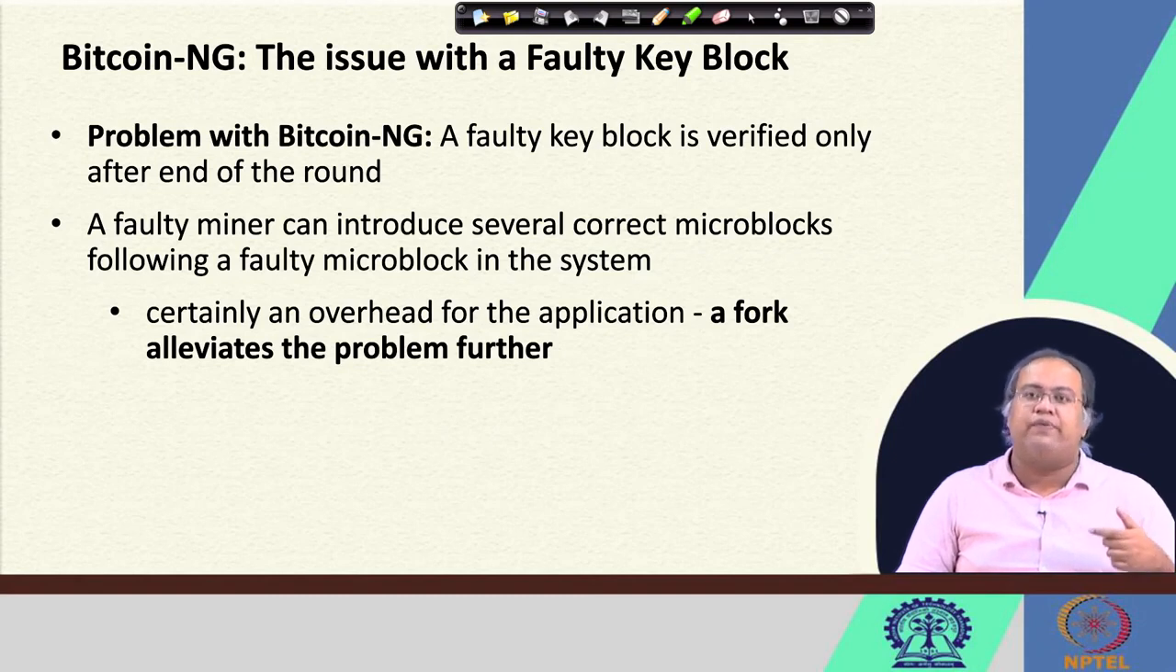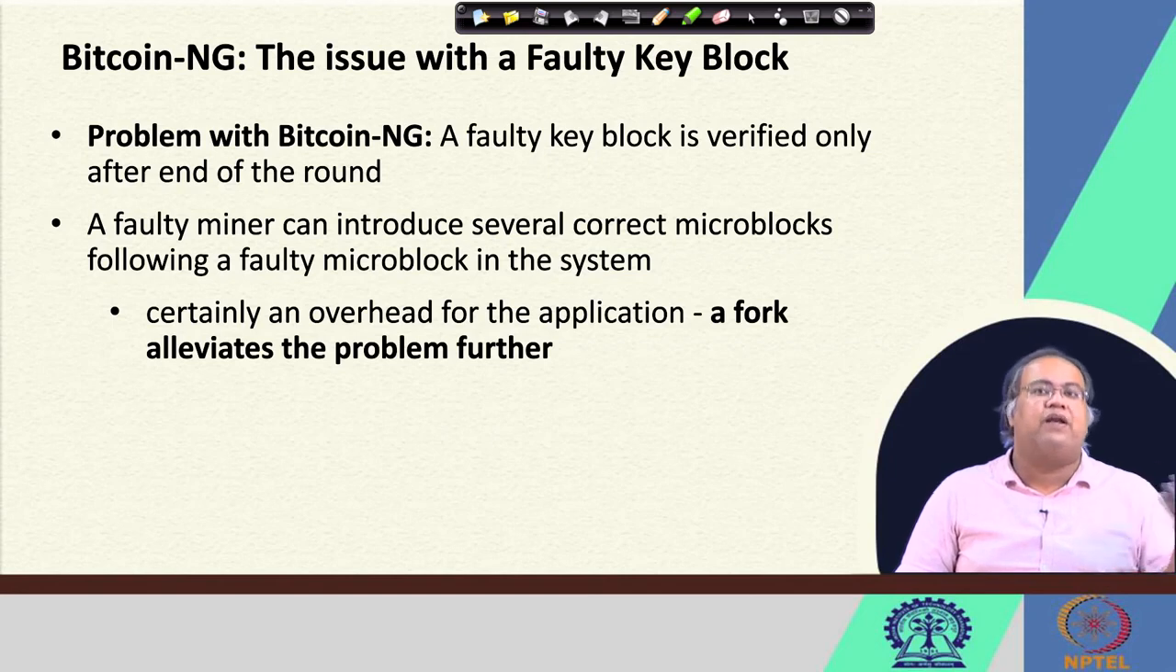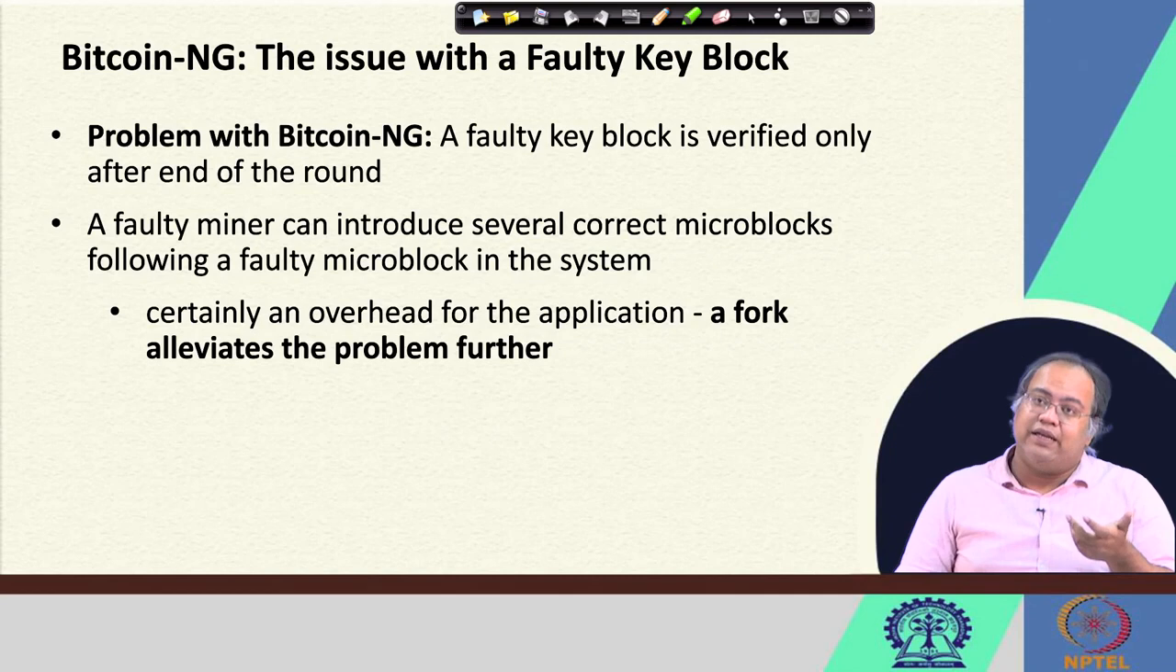So, when you have the next round of proof of work, in that round you elect a new leader, and then the old leader becomes invalidated. By that time the old leader might have added multiple other micro blocks, so the key block along with all those micro blocks becomes invalidated. That is certainly an overhead for the system.